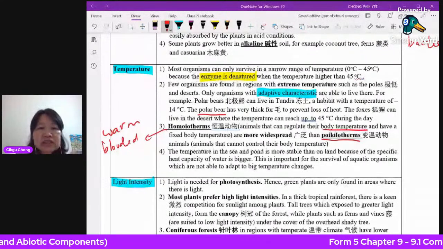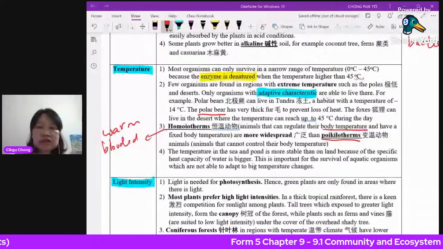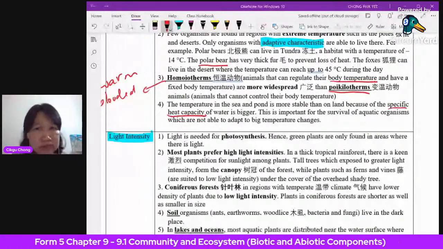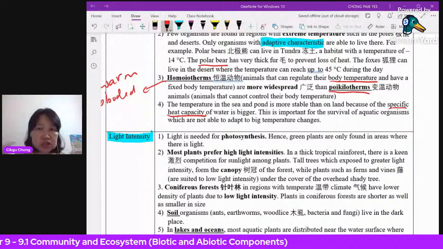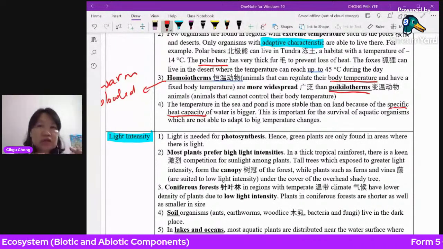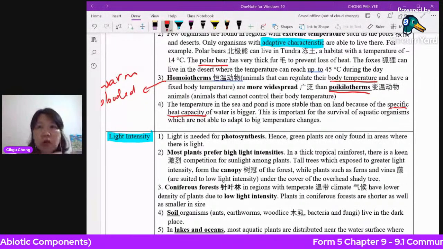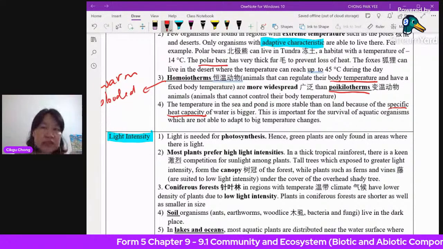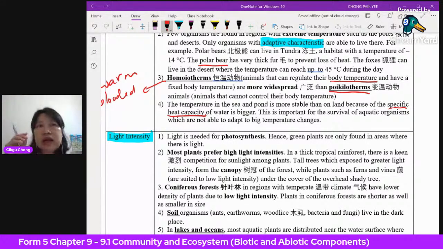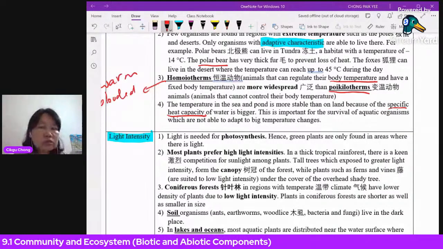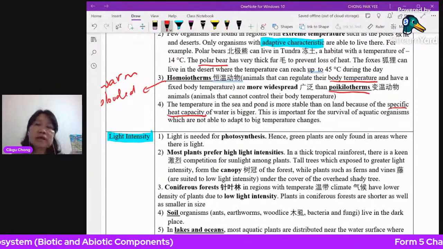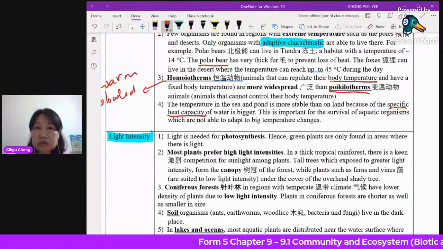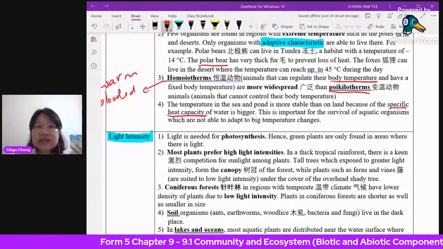So the temperature in the sea and the pond is more stable, because of the specific heat capacity of water. You learn this in physics. What that generally means is the water is able to conserve heat inside. When there's a lot of climate change, you'll find that the ocean is still not so easy to change in temperature, because it can preserve heat inside. For example, if the environment becomes very cold, the water will still be a little bit warmer, and if the environment becomes very warm, the water temperature will still be a little bit cooler. So you see, it's able to conserve heat.